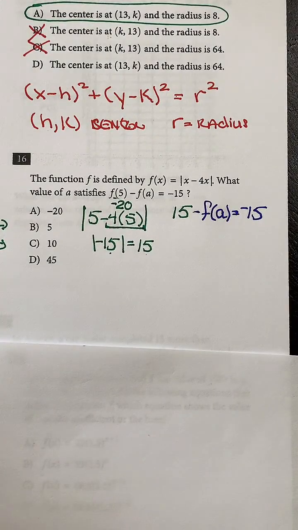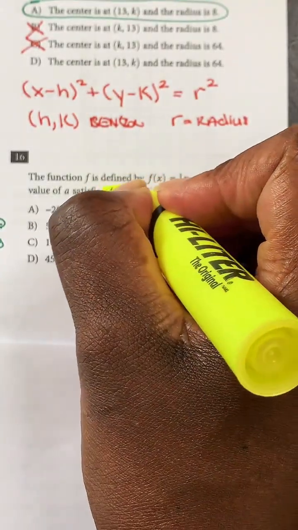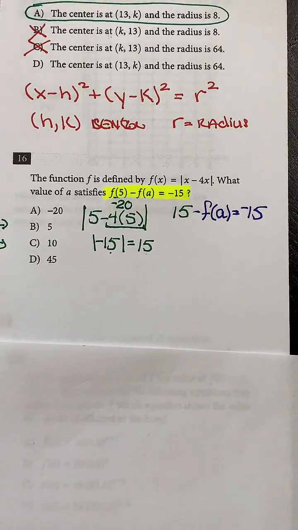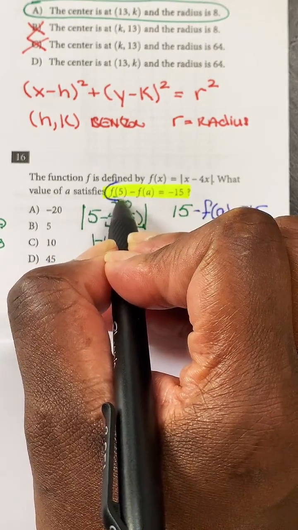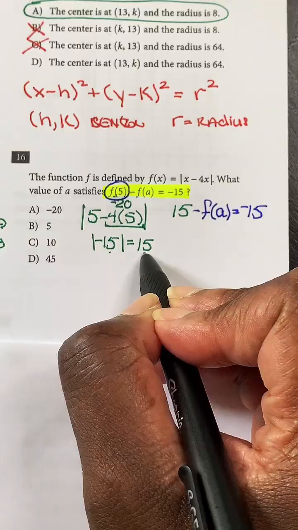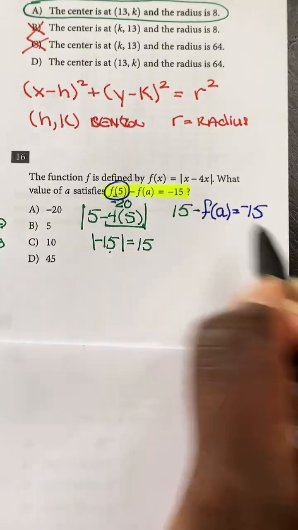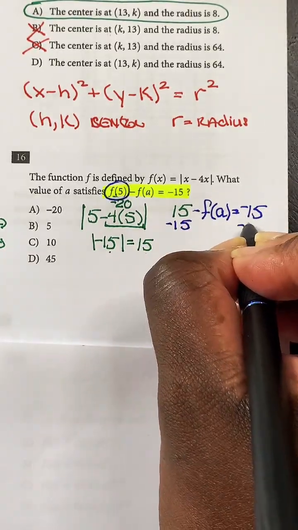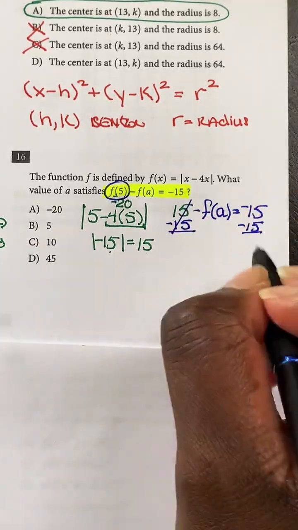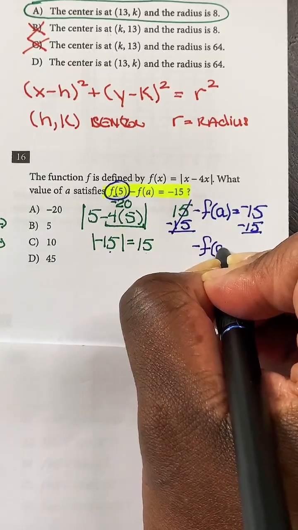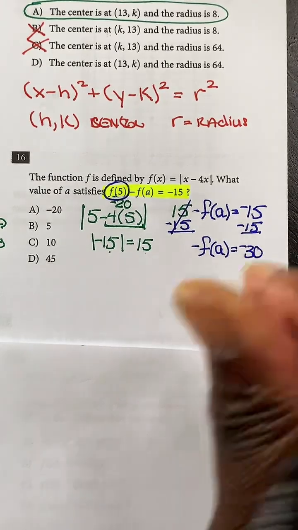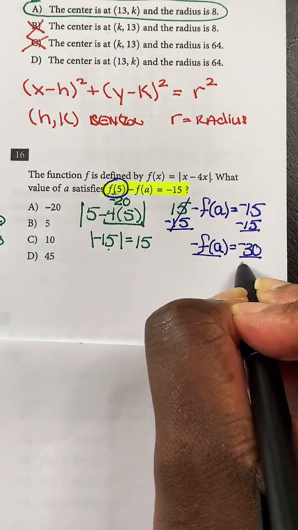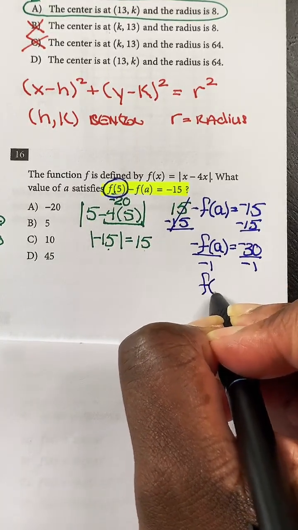Why did it turn negative? It didn't turn negative. We're looking at this equation. So all we did was we replaced the 15 for the f of 5, because that's what we got as an answer. Then we have our negative f of a equals negative 15. So if I go into solving, I'm going to subtract 15 on both sides. So I have negative f of a is equal to negative 30. But we all know that a negative divided by a negative will give me a positive.